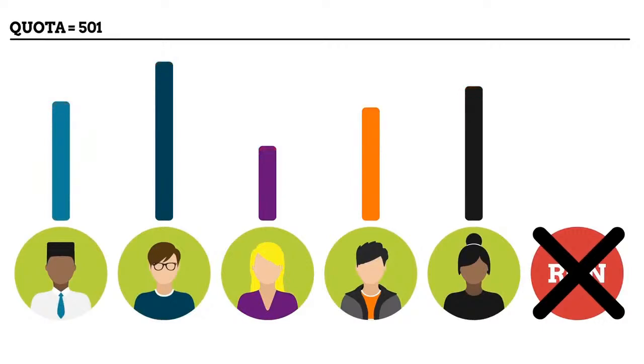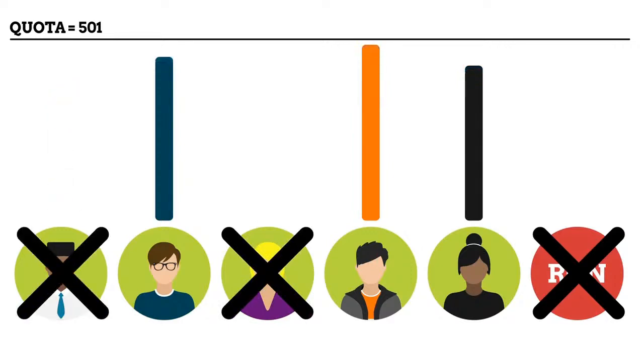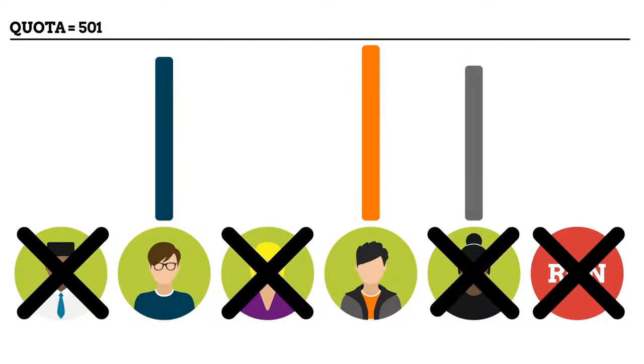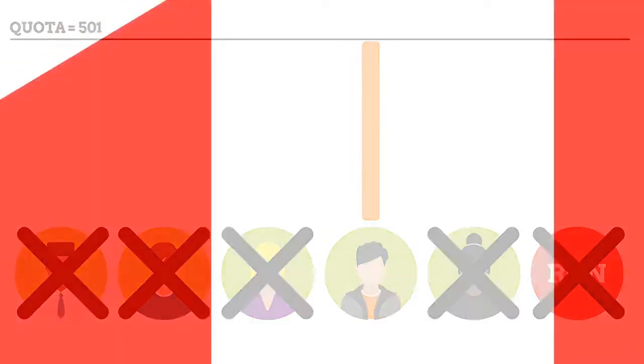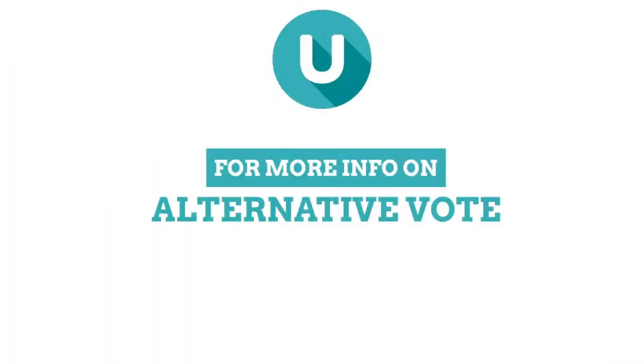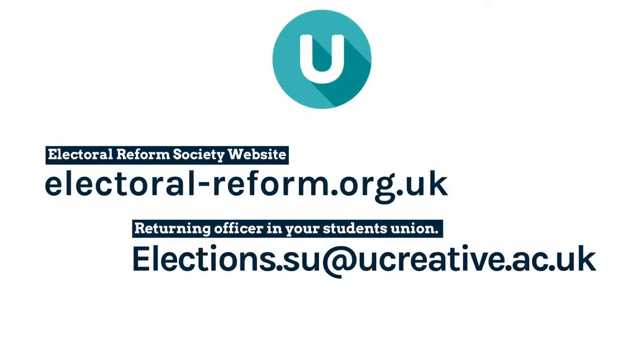In round 2, Jim is still most popular with 425 votes, but still no candidate has reached quota. The least popular candidate is Gemma, who is eliminated, and her votes are transferred to the next favourite candidate. This process continues until either one candidate reaches quota or only one candidate remains. If a candidate reaches quota, they're automatically elected. In our election, Bob didn't quite reach quota by the last round, but as he's the last candidate remaining, he's elected. For more information on AV, check out the Electoral Reform Society website or contact the returning officer in your students' union.